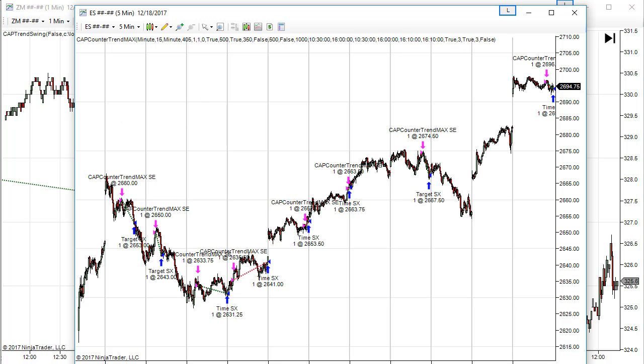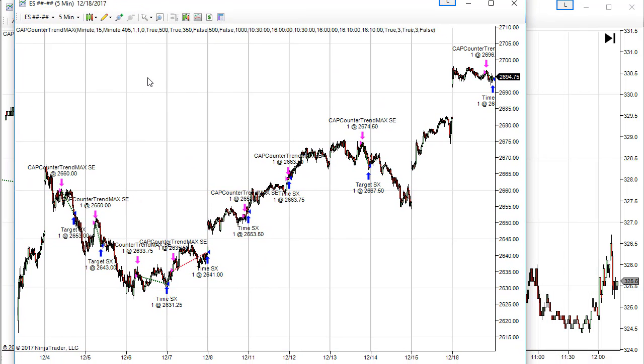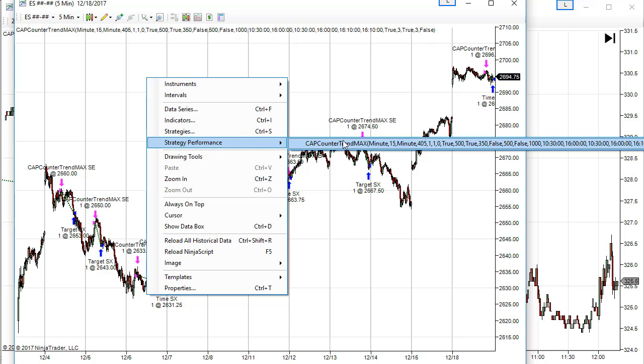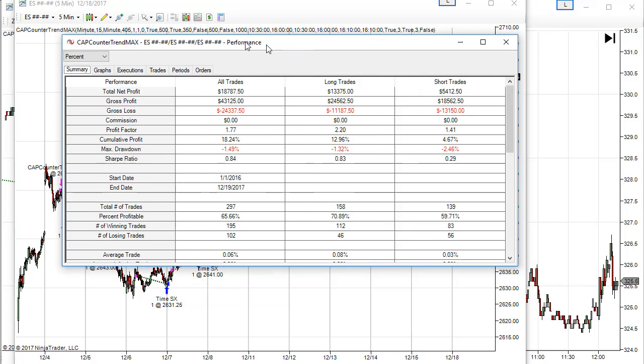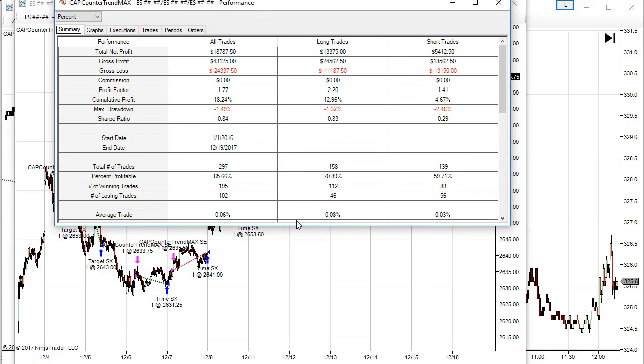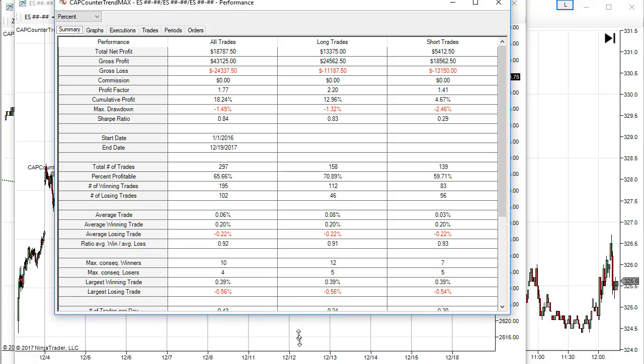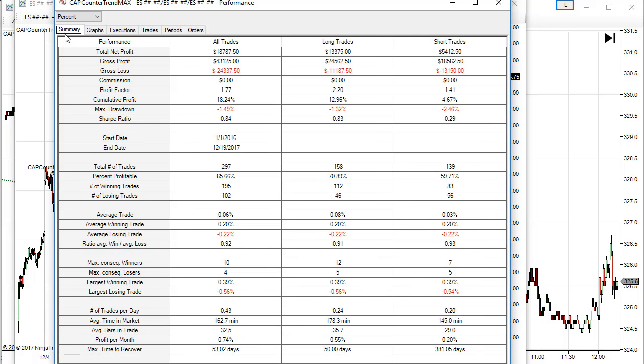Counter trend max. This is one of the ones that we've had since the beginning of the year. Let's look at the latest results. You see a lot of trades there. Historical trades for the E-mini S&P are, let me show you here, let me pull this down and put it on a currency basis.